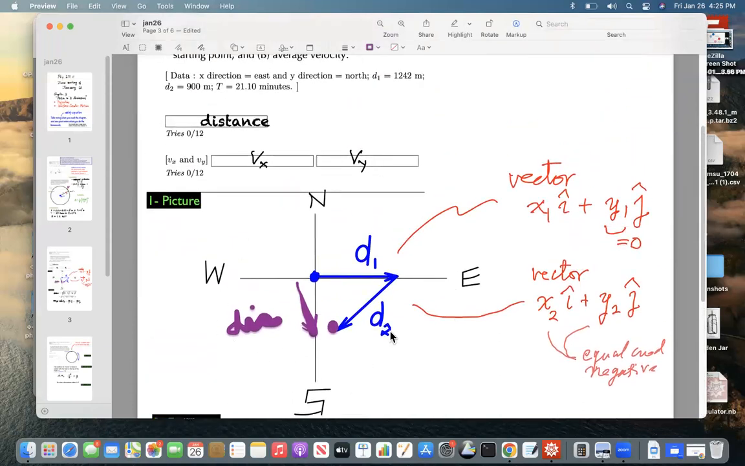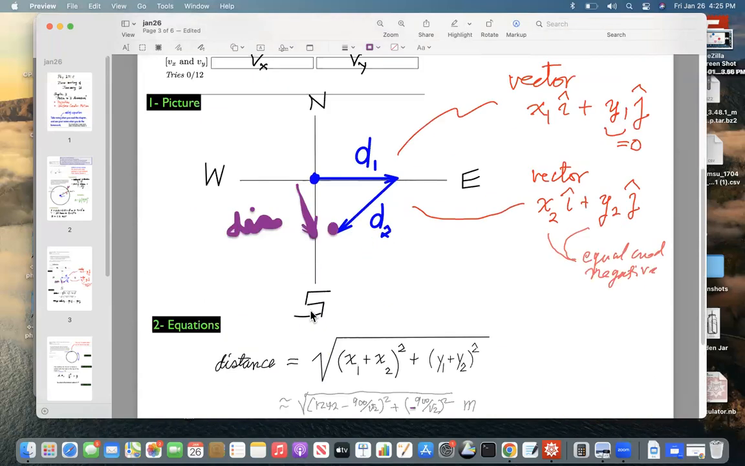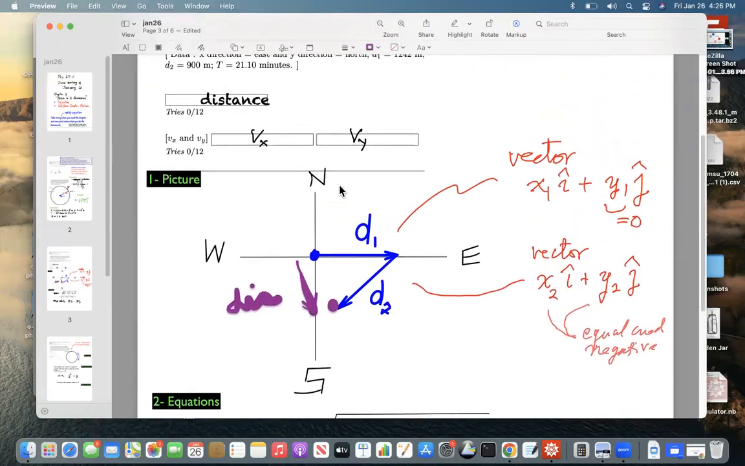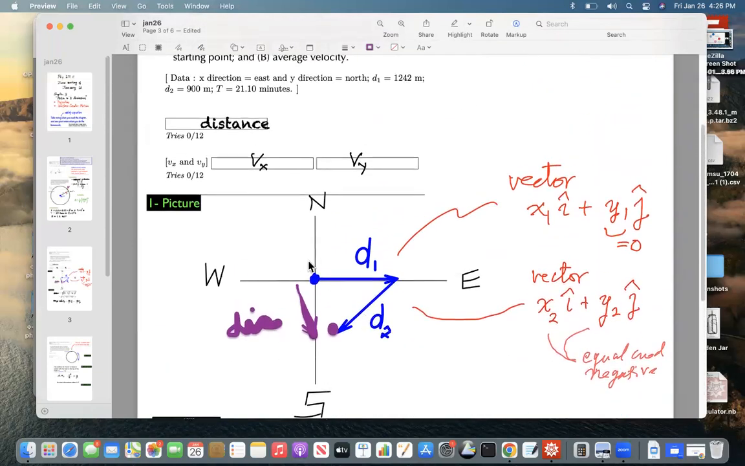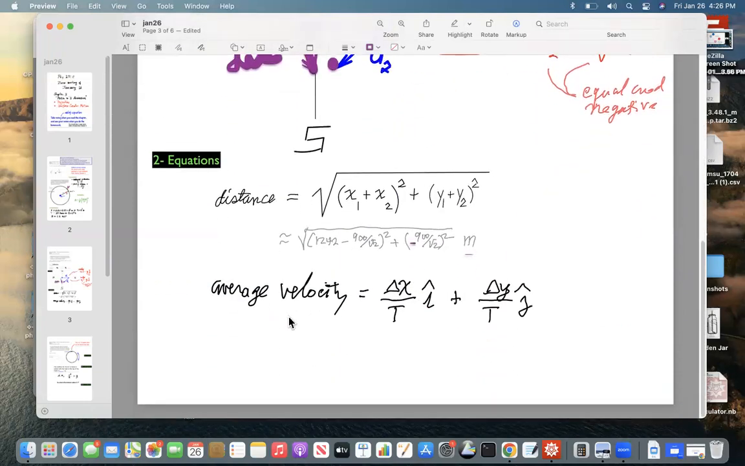You see how the picture is important? You could just do this, all you really have to do is do these calculations. But if you don't have the picture, it'll be a little bit harder to figure out what goes in the calculation. Whereas if you have the picture, that's pretty obvious. And that's why you draw a picture.